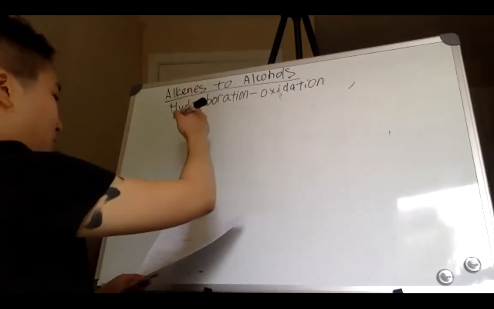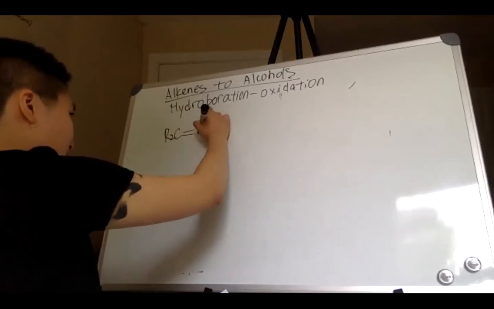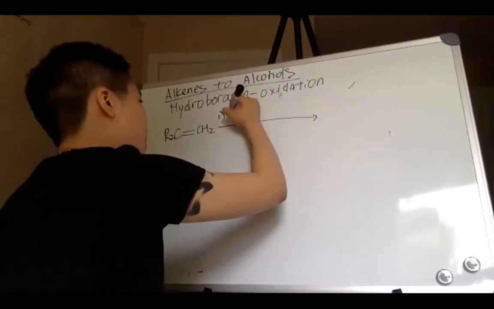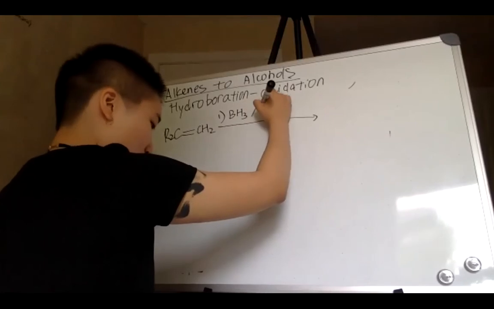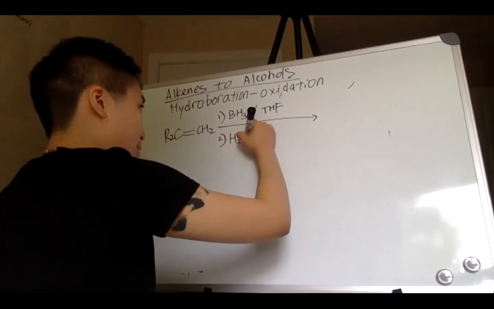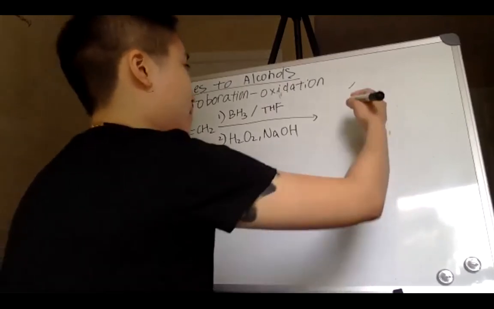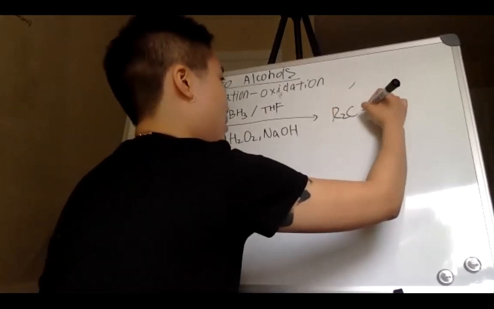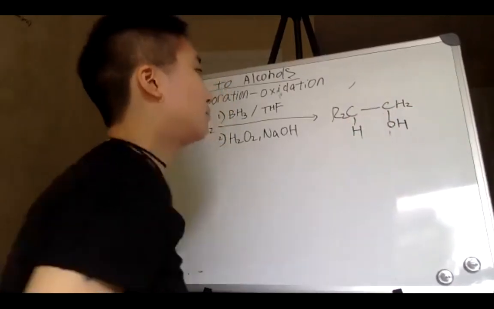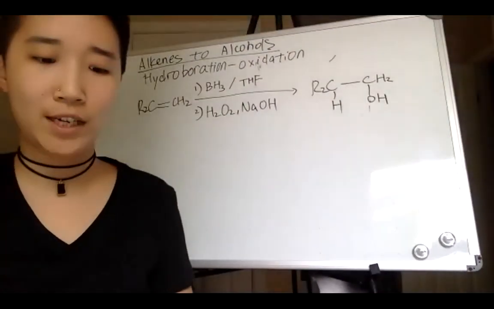So the overall reaction is much shorter. R2C=CH2. Step 1, we have BH3 and THF. Step 2, I have hydrogen peroxide as well as NaOH. And the end product, then, R2CH-CH2OH is this. So based on the look of the final product, is it Markovnikov or anti-Markovnikov?